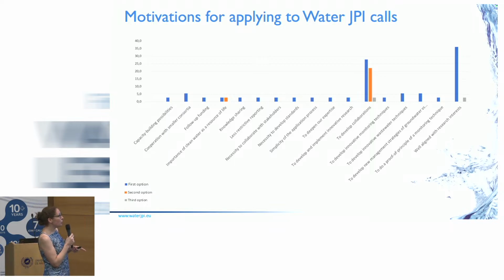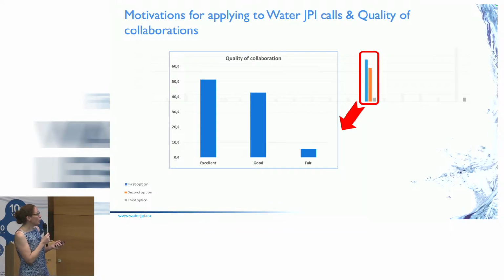But a second motivation was also to develop collaborations. So we are always looking forward to developing our networking. And the Water JPI proved to be very useful for that. When we look more into developing collaborations, what we saw is that a little bit more than 50% of the respondents considered that, thanks to the JPI, the collaboration that was developed was excellent. And a very similar figure considered that it was a good collaboration. So overall, we can say that thanks to the Water JPI, we have been able to create new networks and to have successful collaborations.